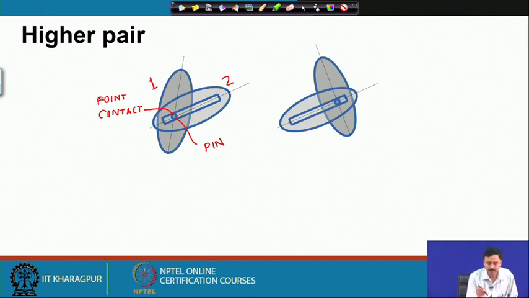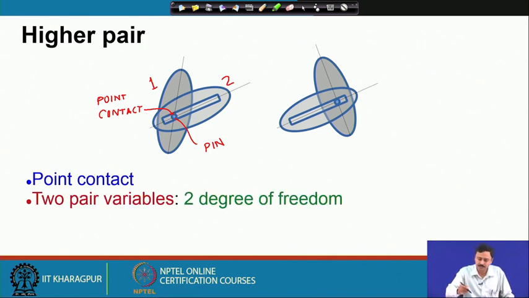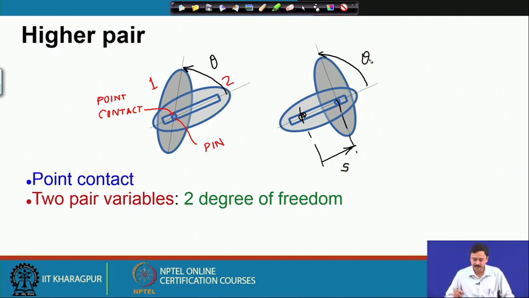So, we have a point contact at the top and the bottom of the pin with the slot. This is a higher pair. There are 2 pair variables. So, what are these? One is the rotation, you see the angle can change. The other is the sliding. The pin started from here, went up to this point. So, if you specify theta and s, that will completely specify the relative location and orientation of the 2 links. Therefore, we have 2 pair variables and hence 2 degrees of freedom.